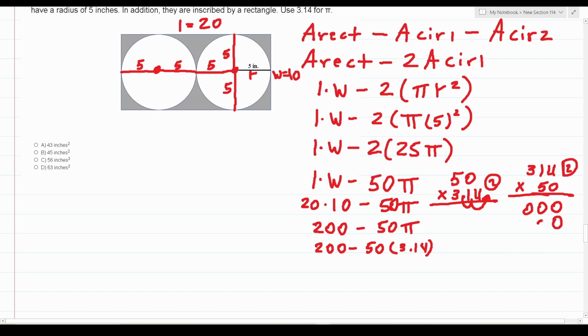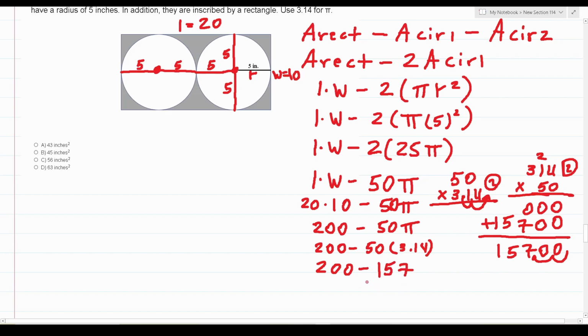5 times 4 is 20, so bring down a 0 and carry a 2. 5 times 1 is 5, plus 2 is 7, and 5 times 3 is 15. Let's add these together. 0 plus 0 is 0. 0 plus 0 is 0. 7 plus 0 is 7. 5 plus nothing is 5. 1 plus nothing is 1. Let's bring our 2 decimals back in. 1, 2. So this becomes 200 minus 157.